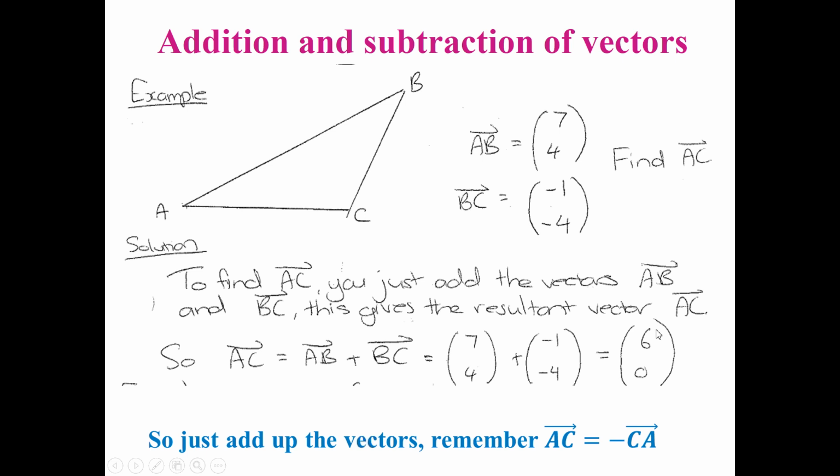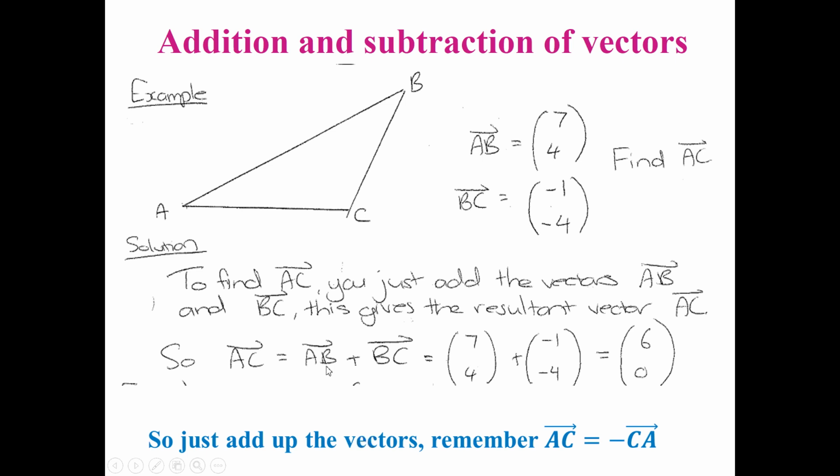And so notice how we can get what the resultant vector is. 7 plus -1 gives you 6. And 4 plus -4 gives you 0. That resultant vector does make sense because it's going from A to C. You've gone 6 units in the positive x direction and 0 units in the y direction because it hasn't moved up or down at all. It's just gone 6 units to the right. If you went 7 units this way and then up, and then you go -1 unit this way, overall you've gone 6 units. And the 4 and the -4 have cancelled out because you went up by 4 and then down by 4. So it does make sense.